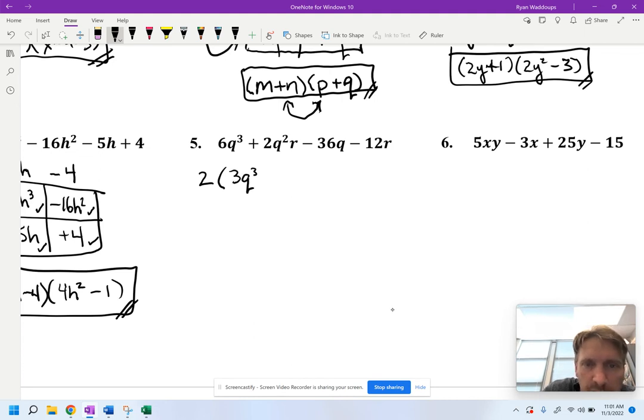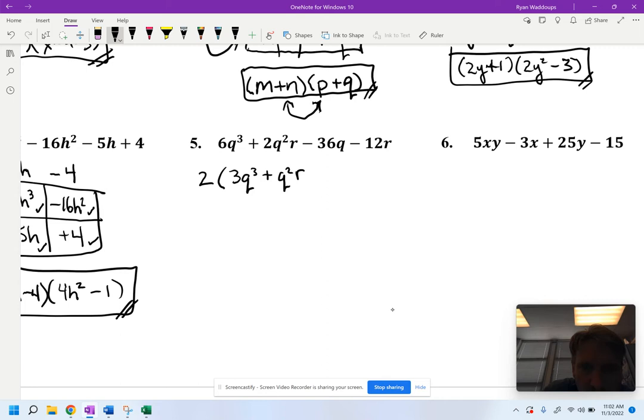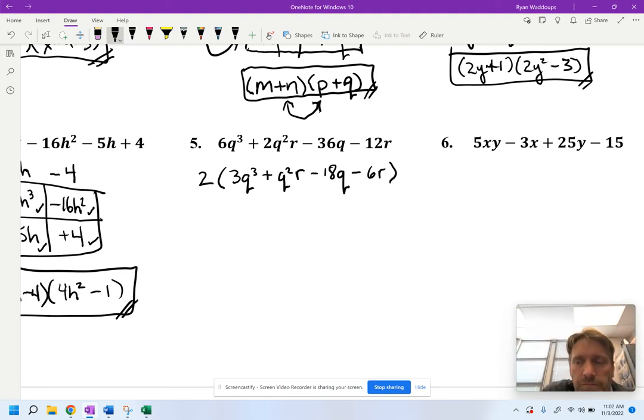3q cubed plus, factoring the 2 out of the 2q squared r leaves q squared r, minus 18q minus 6r. If I multiply each of those by the 2 that I put on the outside of the parentheses, it gives me the original polynomial that we have up top. So now we're going to take, I'm going to use the box. We could do it the other way, but I like the box.